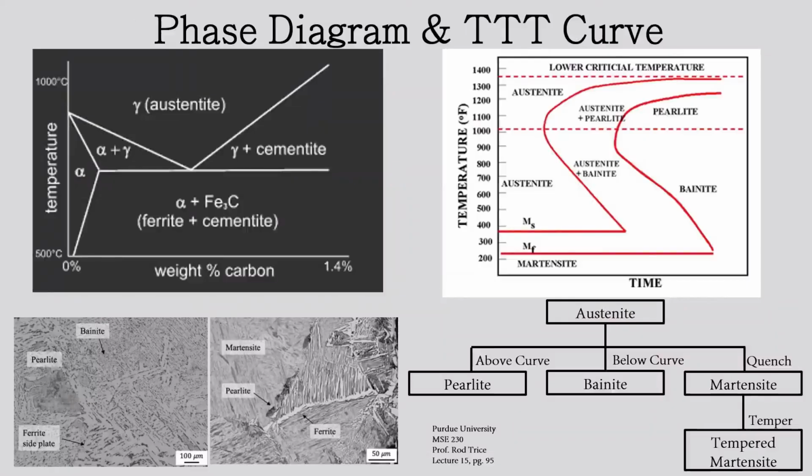The phase diagram in the upper left corner demonstrates the different microstructures that exist in steel at different temperatures and different carbon concentrations. And then the bottom left showcases the different grain structures of those different microstructures. Our TTT plot demonstrates those microstructures existing at different temperatures along different time intervals. And a little chart on the bottom right helps to explain that TTT curve.